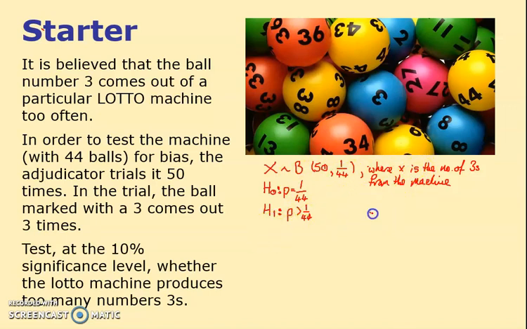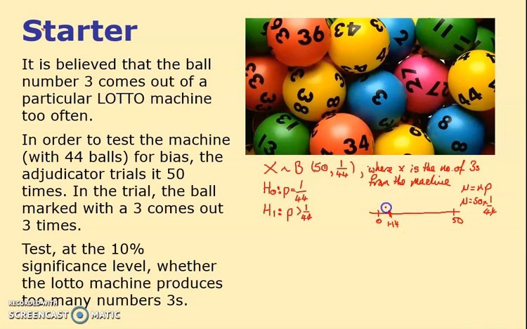And then what I want you to do is to think of this number line. You could get anything from 0 to 50. What would you expect to get? Mu equals np. Mu equals 50 times a 44th. It's really just 50 divided by 44. And as a decimal, which is what I want, it's 1.14. I expect to get 1.14 of them. So that's what 1.14 is.